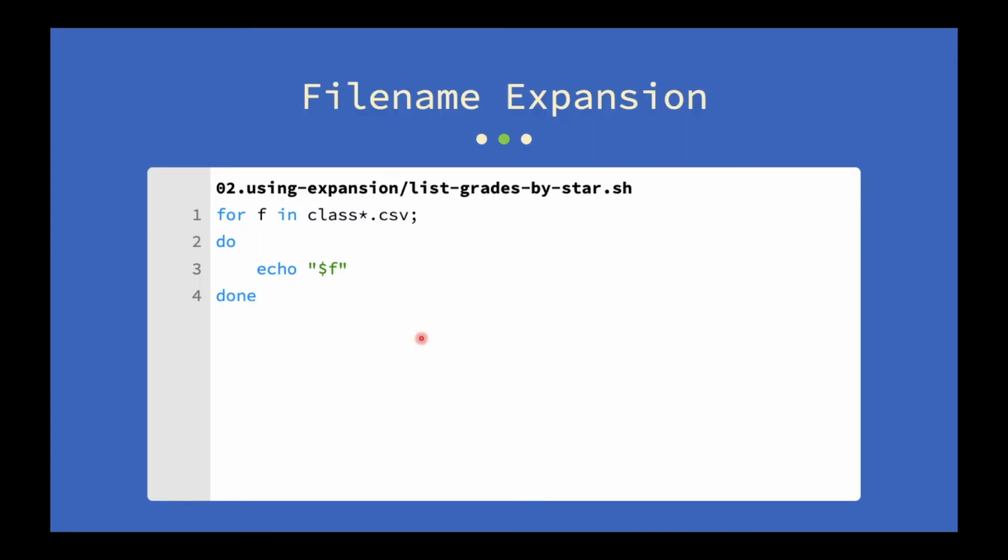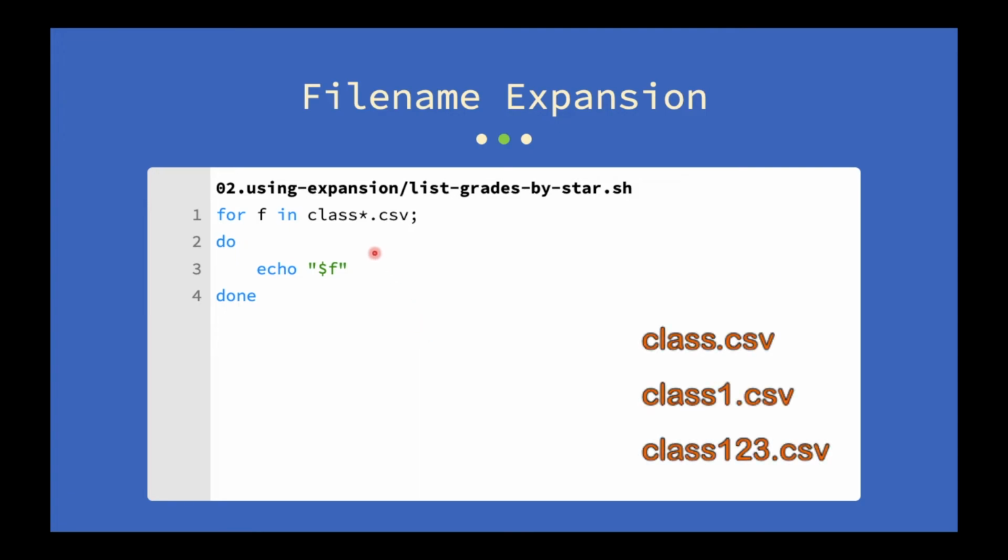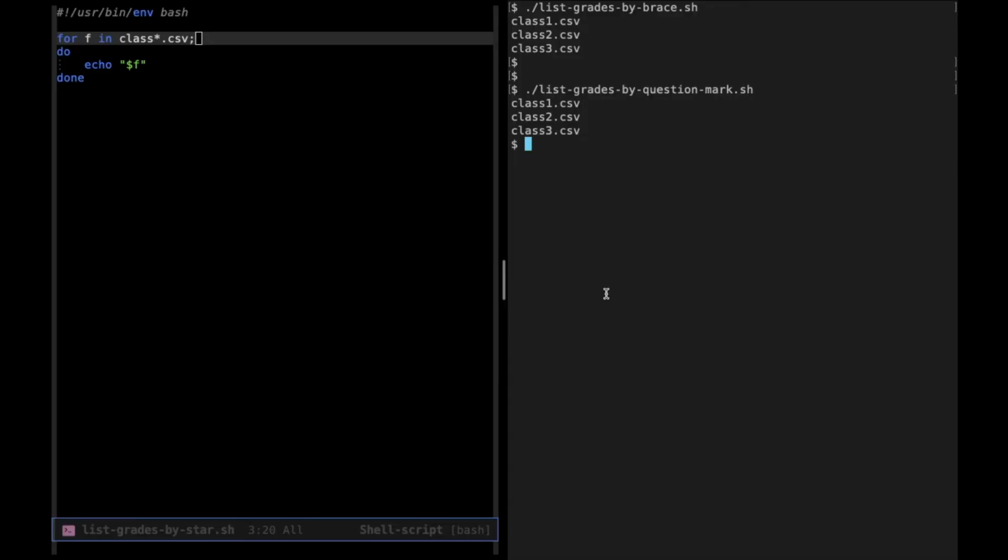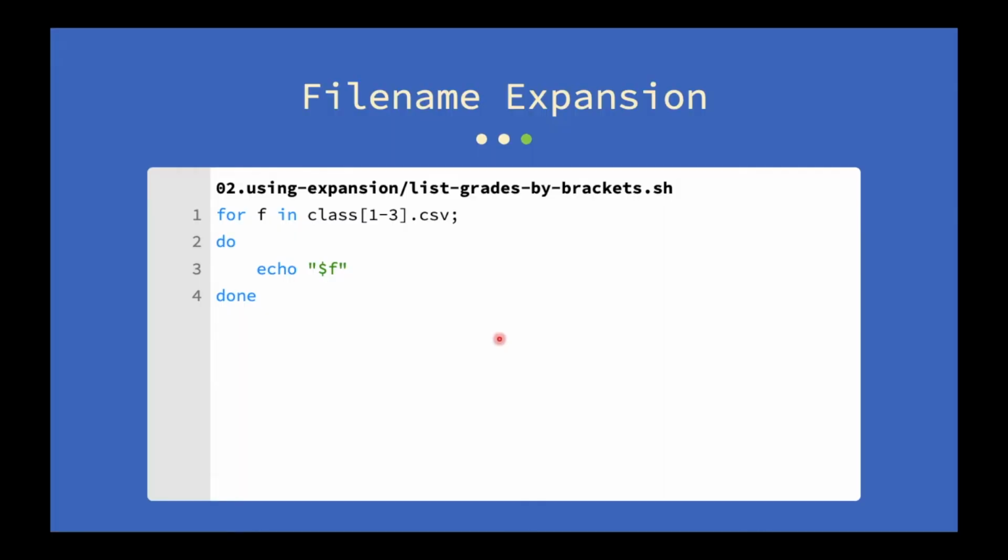If you have more than 1 character to match, you can choose the star. A star can match any string, even if it's an empty string. So it may list files like class.csv, class1.csv, class123.csv, etc. Did the same thing too.